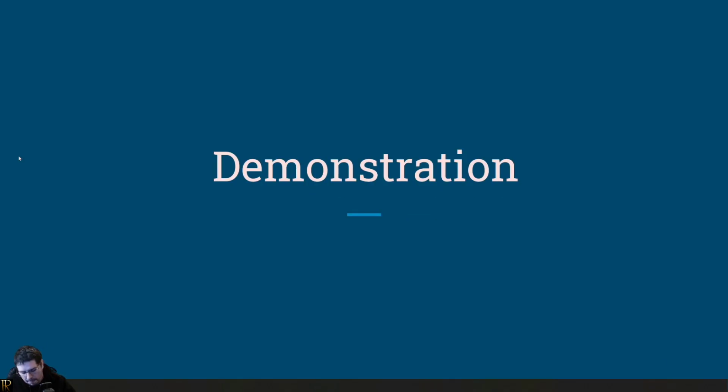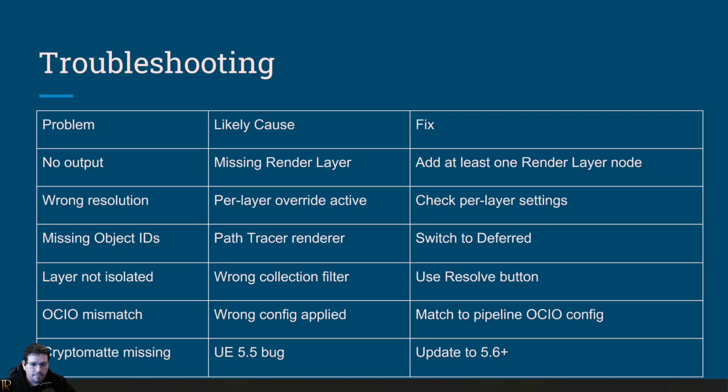Okay, so let's see. Some troubleshooting problems that you could have. So let's think about this. If you have no output, you could be missing your render layer. It's as simple as adding at least one render layer node in your information. Remember to have the same name in your output as I mentioned earlier, because that could also cause a problem. If you have the wrong resolution, a per layer override could be active, so check per layer settings.